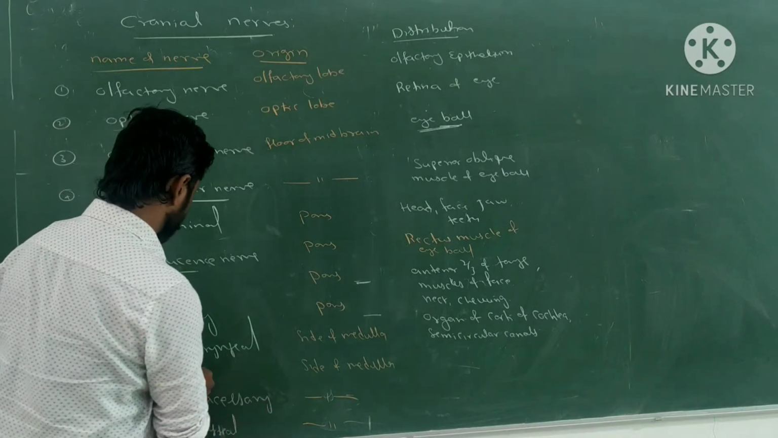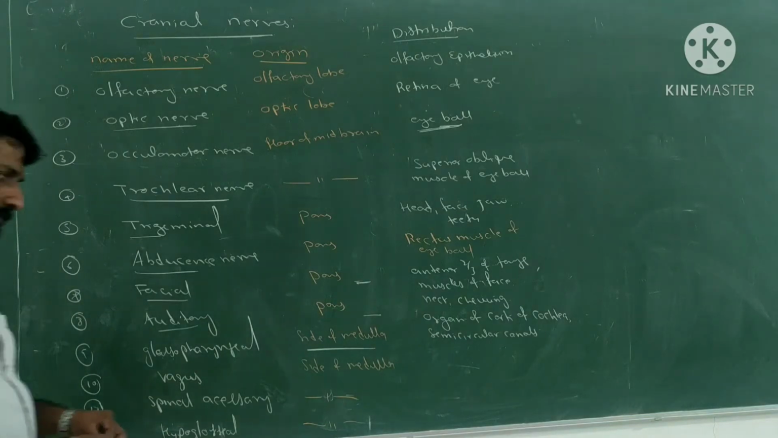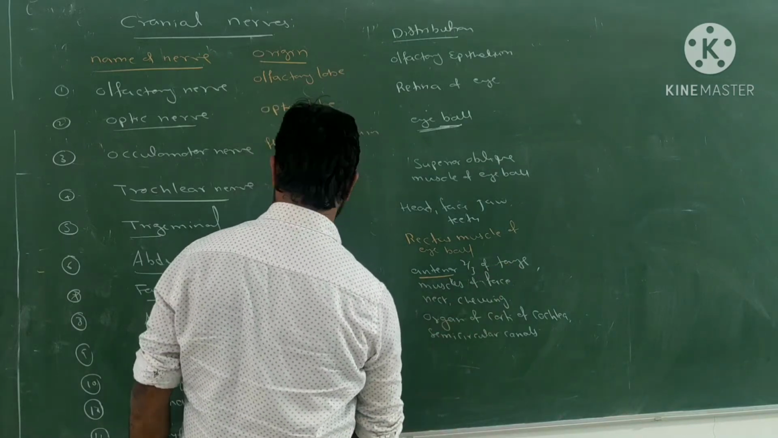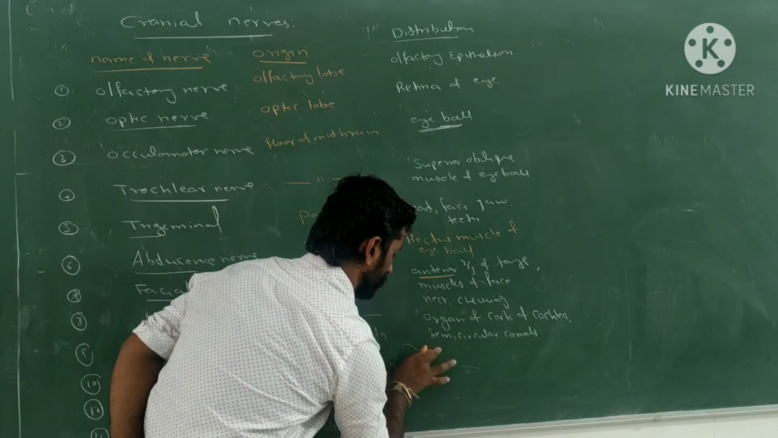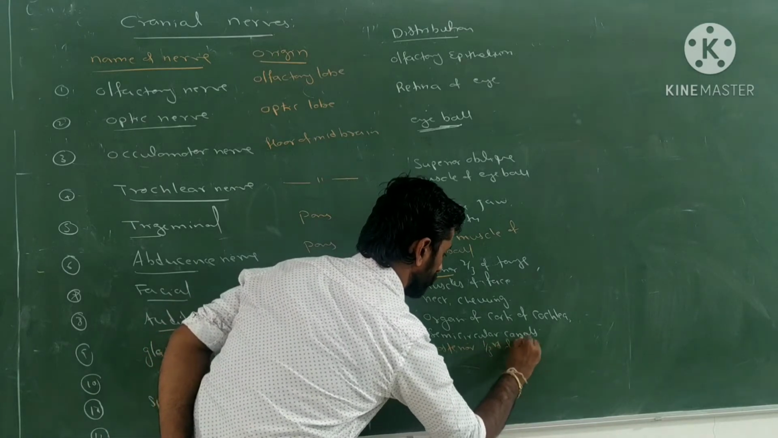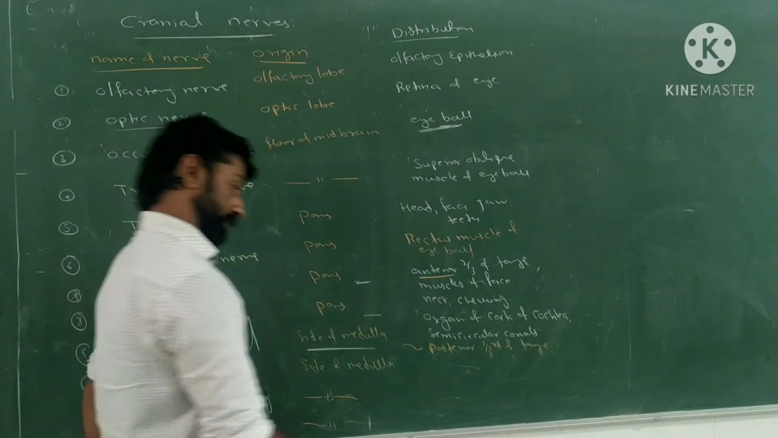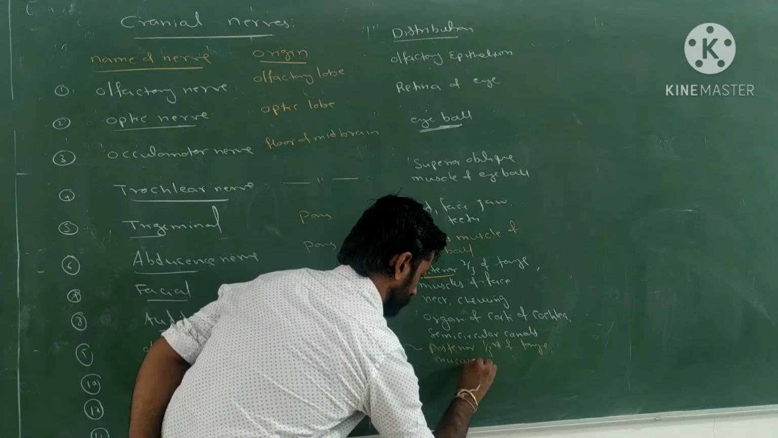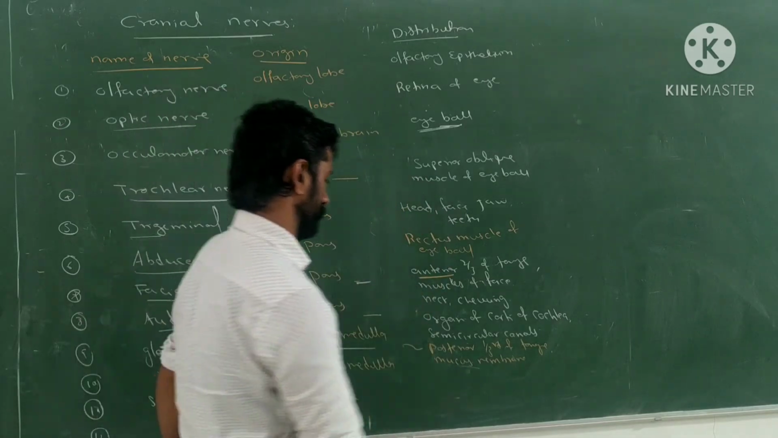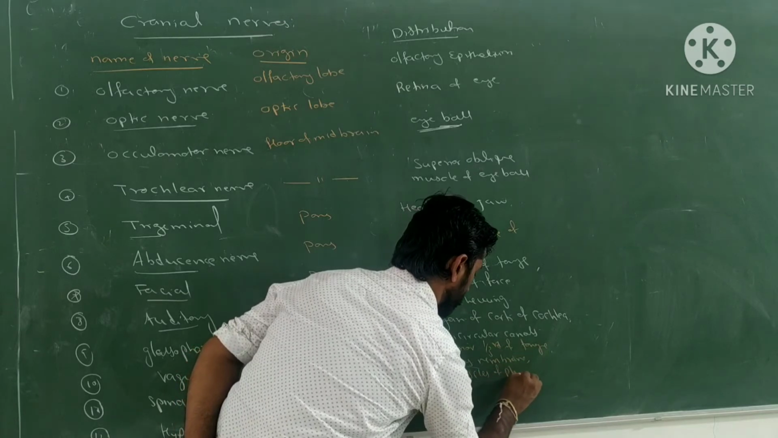What about glossopharyngeal? So here the anterior 2/3 of the tongue we have discussed, right. Now this glossopharyngeal is for the posterior 1/3 of the tongue. Along with that, the mucous membrane, along with that, the muscles of the pharynx.